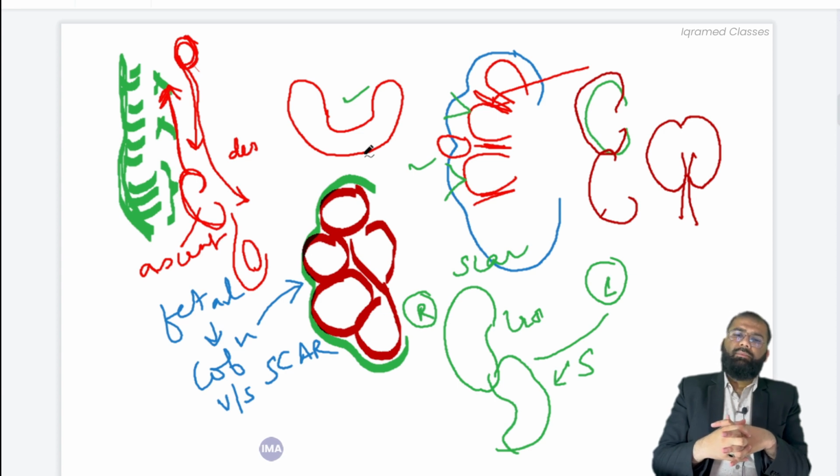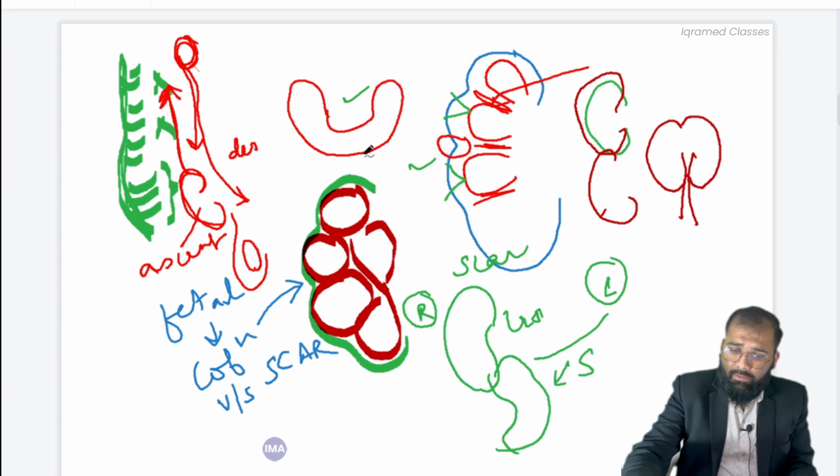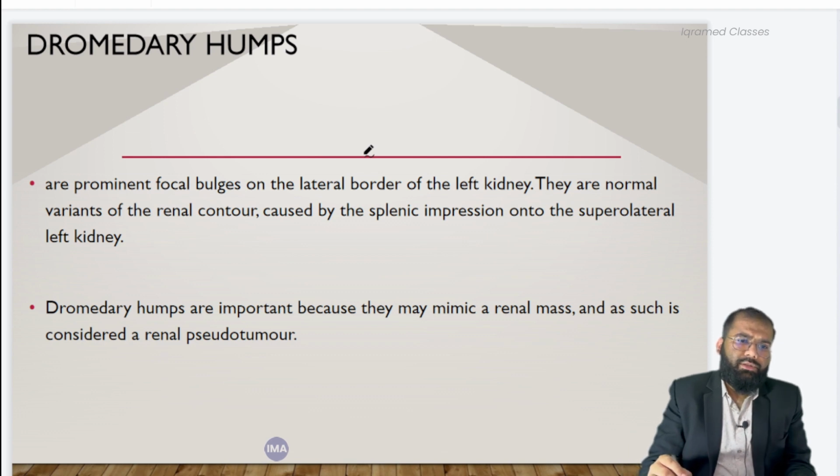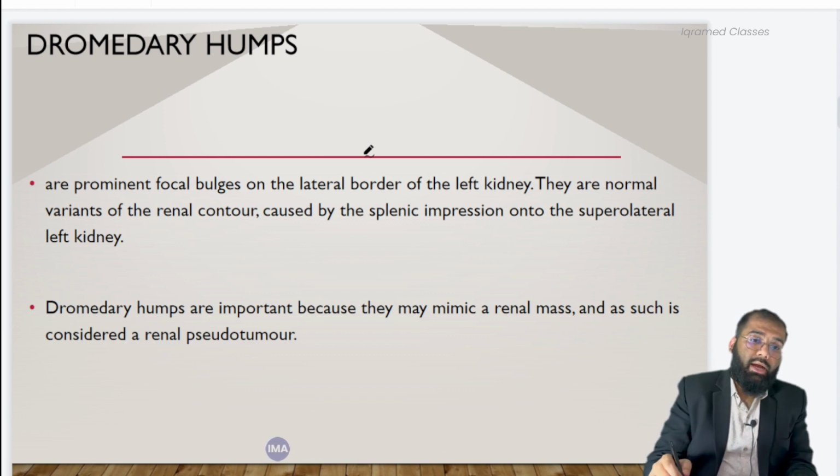And then there are multiple syndromes where you can have multiple defects within the kidney. Now I would like to start with one special topic which is called dromedary hump. Now this is interesting because sometimes this is often confused as RCC or renal tumor.